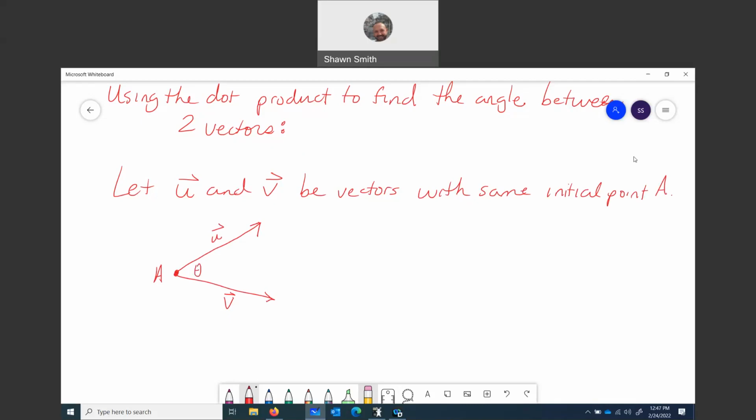And here's the angle we're looking for, call it theta. If this is a vector right here between the two endpoints, I could represent this vector as something. Here is V, right? I can also say that here is negative V.